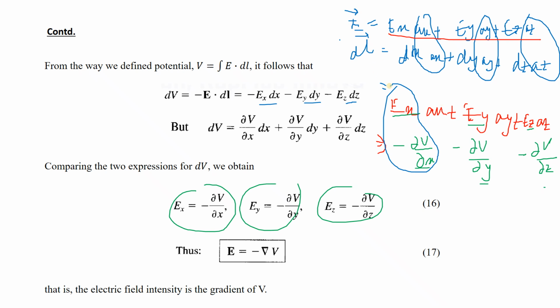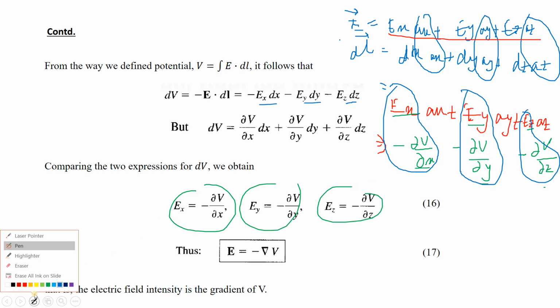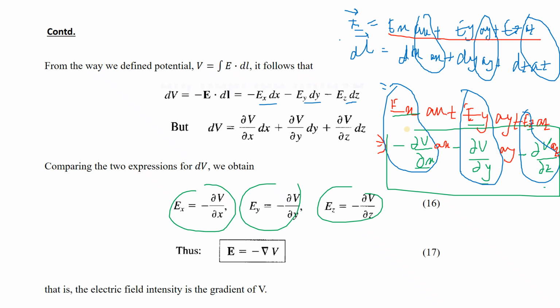Only this term is being exchanged, okay. So unit vector x will remain as it is, unit vector y will remain as it is, unit vector z will remain as it is. It is not changing. So you are just replacing Ex with minus del V del x, and so on. If you concentrate on this particular equation, what do you get?